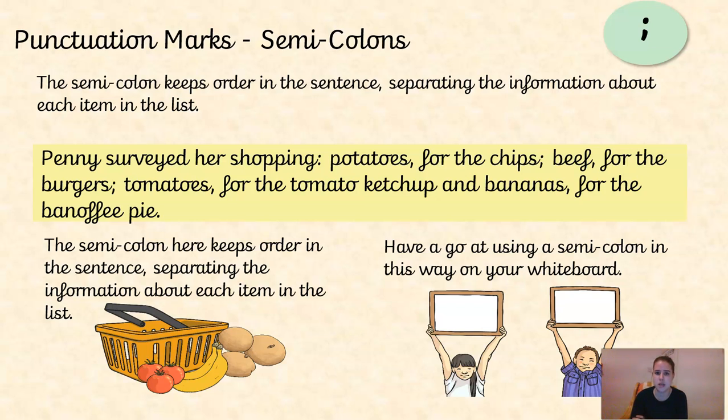Now there's no need to add another semicolon here because we're now going to finish our sentence, therefore we need our coordinating conjunction and for our very last item, which is bananas for the banoffee pie. So the semicolon keeps the order of the sentence. Despite the fact we're adding additional information as to what the ingredients in her shopping are for, we are still using that semicolon to split each individual item apart in our sentences. Pause the video and have a go and see if you can write a sentence that uses a semicolon in a list.